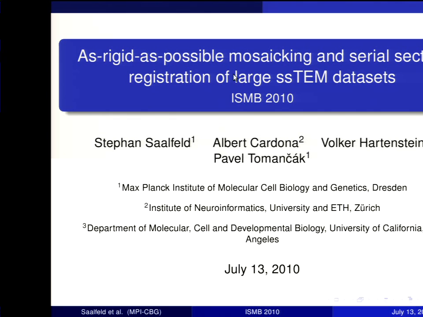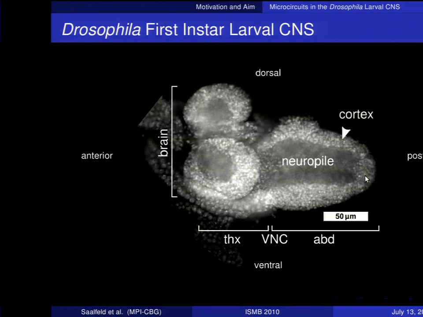And what I'm looking at is a registration node for large serial section microscopy datasets. The project is embedded into a biological project together with Albert Cardona from ETH Zurich and Volker Hartenstein. This project is extracting particular microcircuits of interest in the Drosophila larval CNS, which you can see here in an optical microscopy image where the nuclei are stained with DAPI.